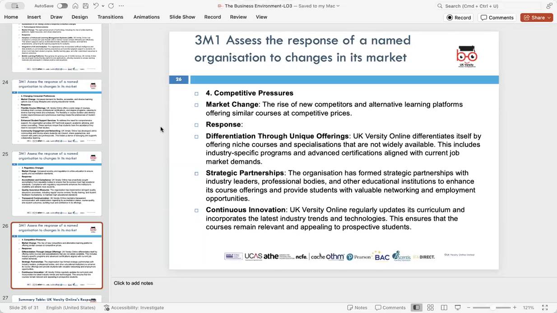Continuous innovation to stay ahead of the competition. UK Versity Online regularly updates its curriculum and incorporates the latest industry trends and technologies. This commitment to continuous innovation ensures that the courses remain relevant and appealing to prospective students. By keeping the curriculum fresh and aligned with the evolving job market, UK Versity Online attracts students who want to stay current and competitive in their careers.